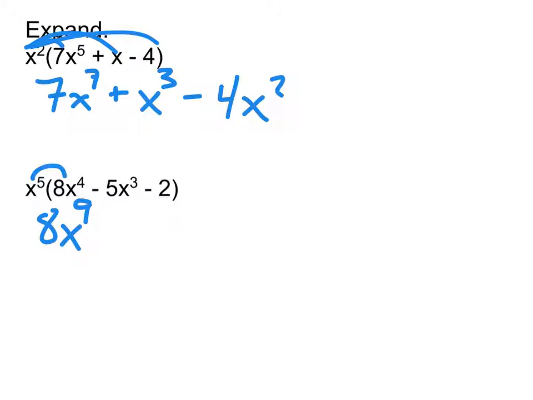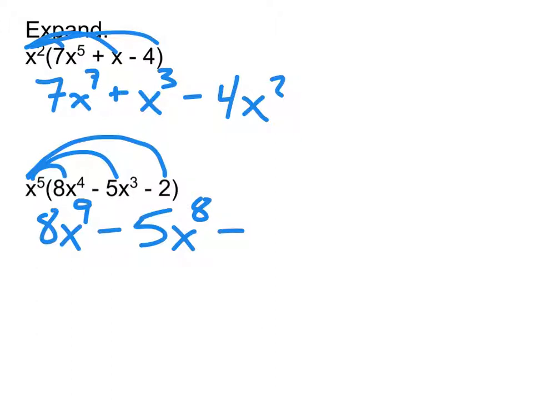All right, next up. It's minus, and I multiply the x to the fifth by 5x cubed. So the 5 stays a 5. And then again, I add the exponents. So 5 plus 3 gives me the 8. And then I do the x to the fifth times the 2. Well, there is no x in the 2, so I can just multiply those and get 2x to the power of 5. And that one is now done.